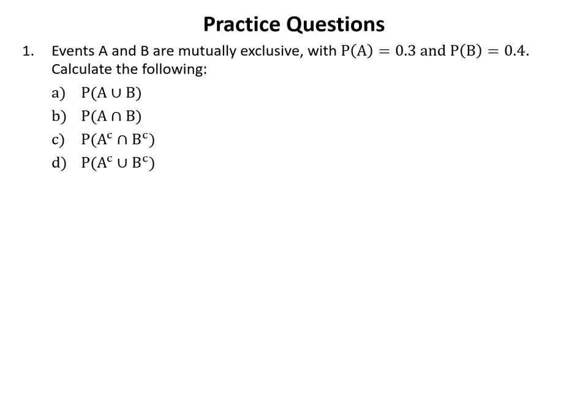Question 1. Events A and B are mutually exclusive with probability of A equal to 0.3 and probability of B equal to 0.4, and we're asked to calculate the following. For part A, the probability of A union B. For part B, the probability of A intersect B. For part C, the probability of A complement intersect B complement. And for part D, the probability of A complement union B complement.